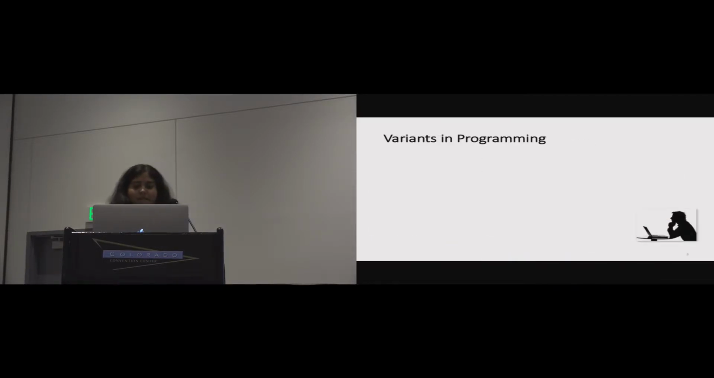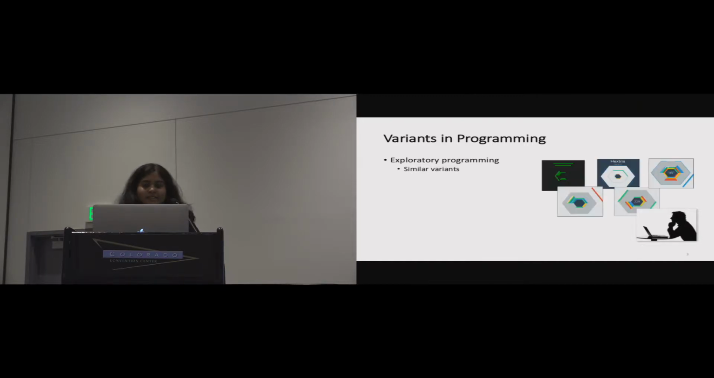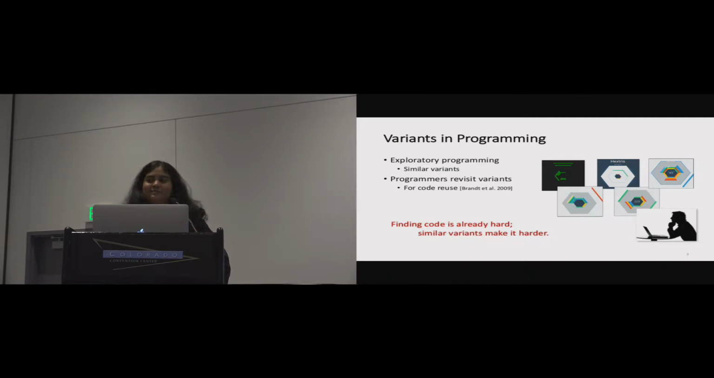This also happens in programming, especially in exploratory programming, where programmers work in a trial and error fashion and try out a bunch of different things and end up creating a lot of similar variants. Here is an example of a programmer who created a bunch of different variants of a game when he was exploring how the game looked. And these variants actually matter because programmers go back to them to explore a different thing or to reuse code and stuff like that. We know that finding code is already a hard problem, and having such similar variants just makes it really hard. So what can we do about this?